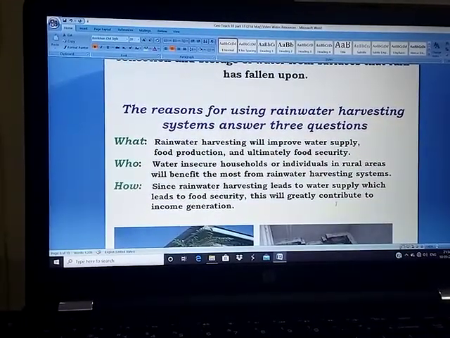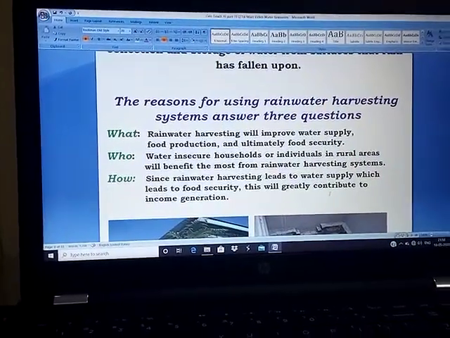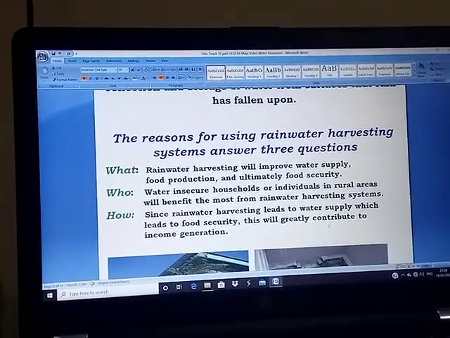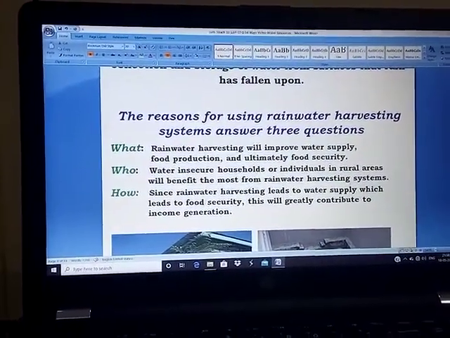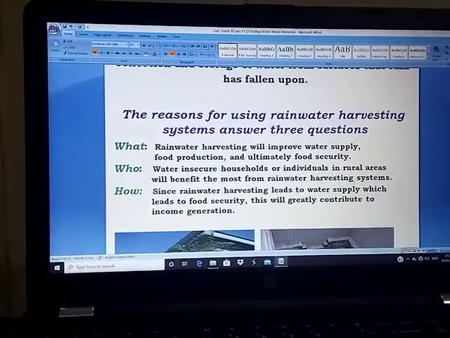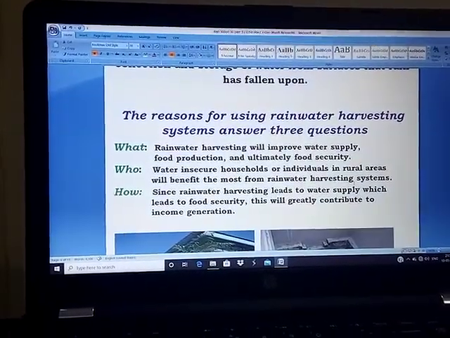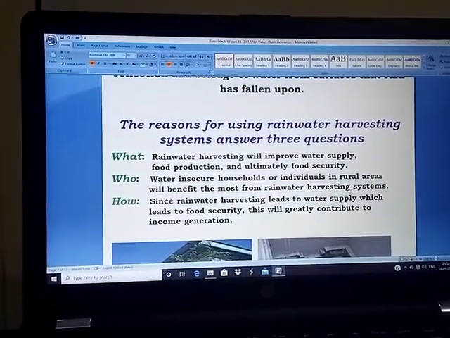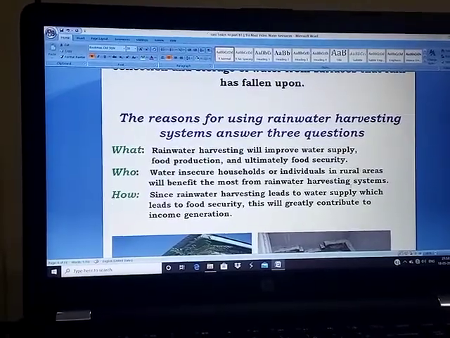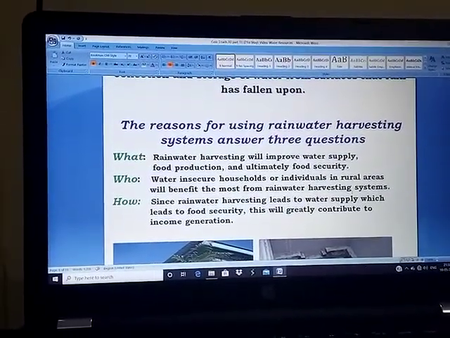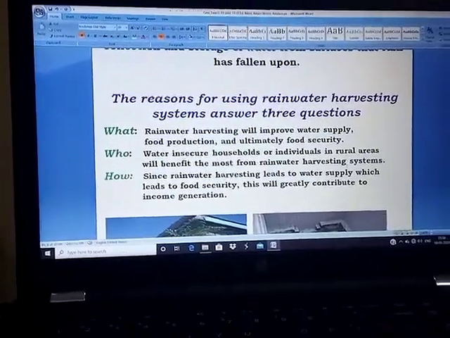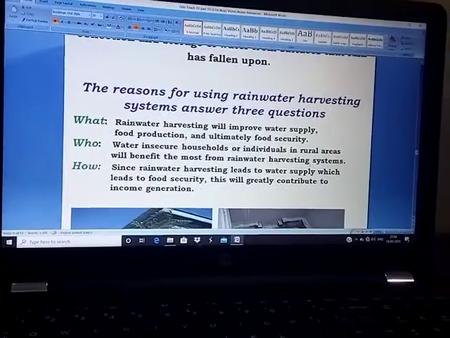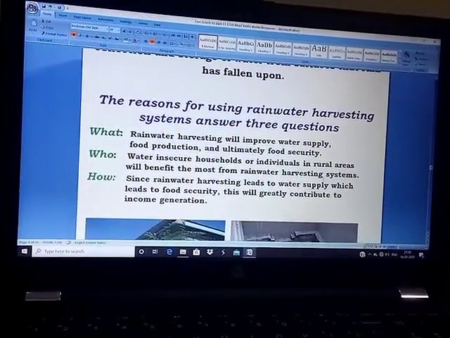Now, reasons for using rainwater harvesting systems. We have to have three questions in our mind. Three questions: what, who, how. What? Rainwater harvesting will improve water supply, food production, and ultimately food security. Who? Water insecure households and individuals in rural areas will benefit the most from rainwater harvesting systems. How? Since rainwater harvesting leads to water supply, which leads to food security, this will greatly contribute to income generation too.